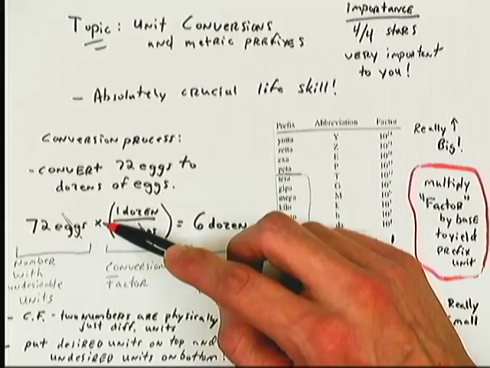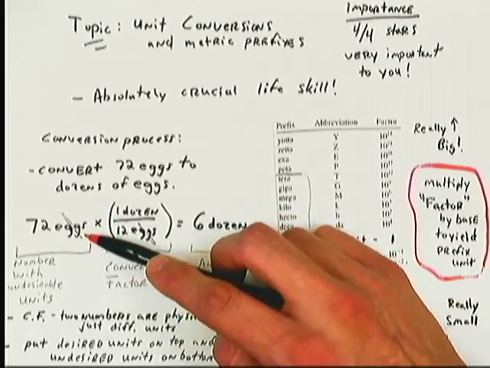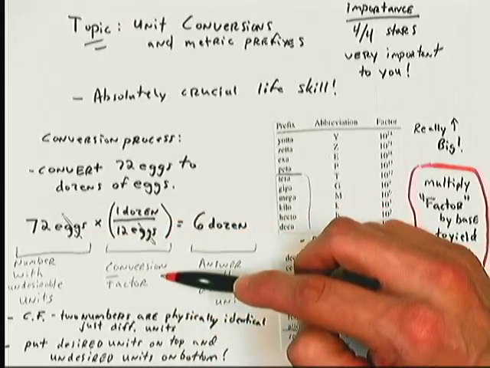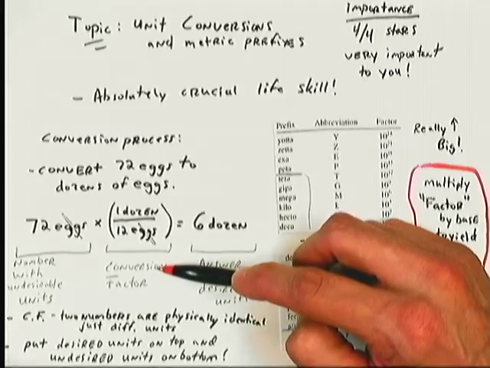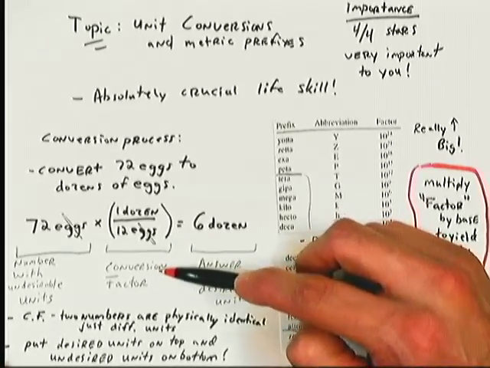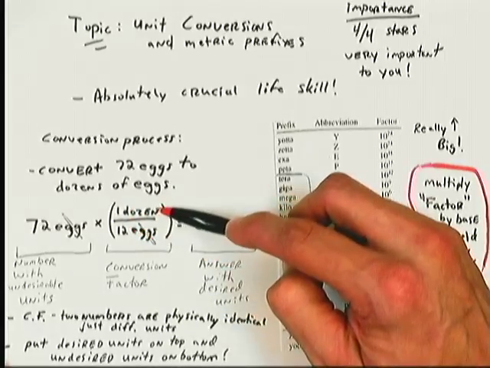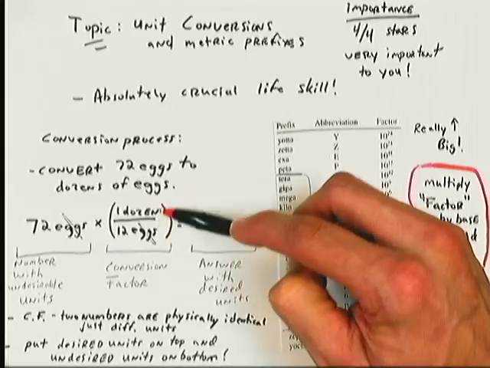And then what you did is you multiplied the number that you start with, the undesired units, by a ratio. And that ratio is the conversion factor. I call that the conversion factor. Now the conversion factor is a fractional term. There's two values in the numerator and the denominator. But these values are physically equivalent.